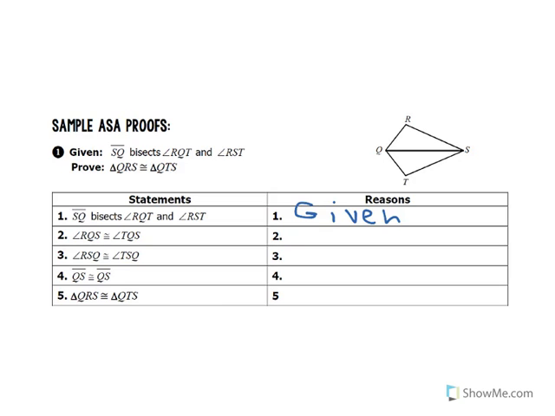So SQ is bisecting each of these angles, which means that this angle and that angle will be congruent to each other. And then over here, those are congruent to each other, which is what lines 2 and 3 are saying. So angle RQS is congruent to angle TQS. We know that because of the definition of bisect. And then the same thing's happening with line 3. Angle RSQ congruent to angle TSQ, once again, definition of bisect.